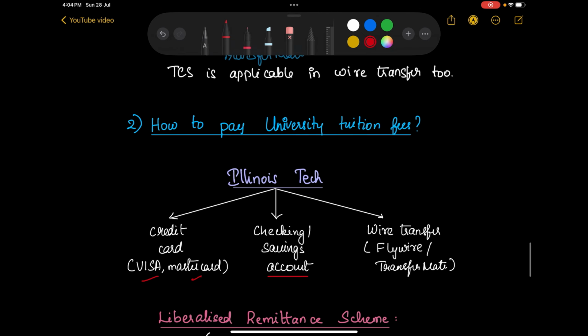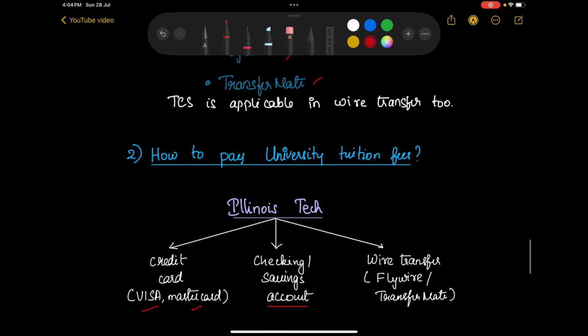In India, there is savings account and fixed deposit. But in the US, they have checking or savings account. Once I create an account in the US, that is a bank account in the US, I can use that account to transfer funds to Illinois Tech to pay my tuition fees. And the next is wire transfer with the help of Flywire or TransferMate. Illinois Tech has officially partnered with these 2 wire transfer platforms to transfer funds for tuition fees. Let me show you how that works.